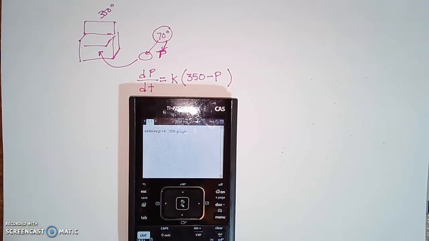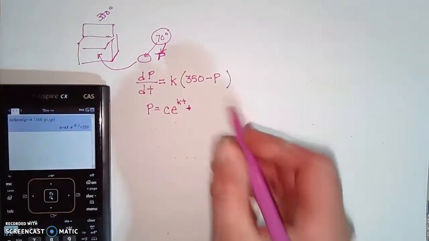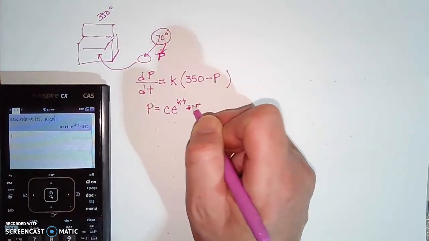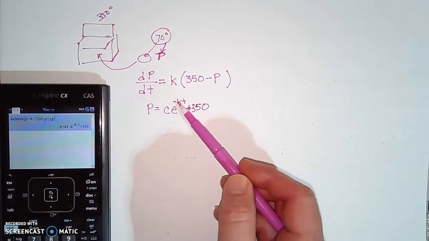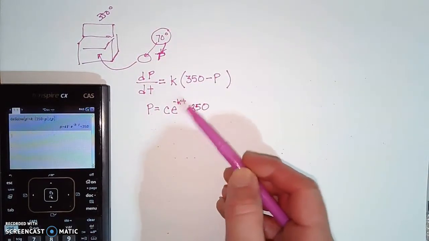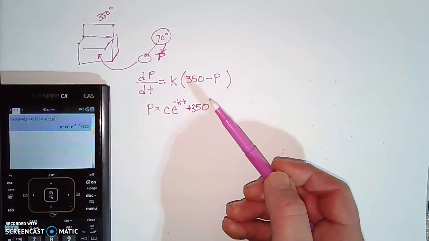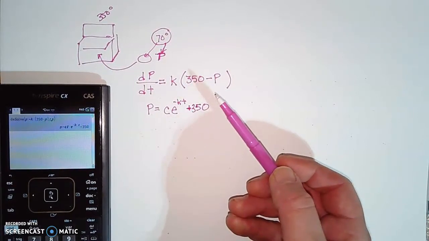and just hit enter. And there is the solution to the problem right there, which is P equals some constant, e to the, it says negative kt, plus 350. It won't make a difference one way or the other whether you do k or negative k. So I could have done plus 350 here. Now I can put a negative on there if I want. The reason the negative doesn't matter is when you work out the problem, it'll give you the correct number that goes up there.